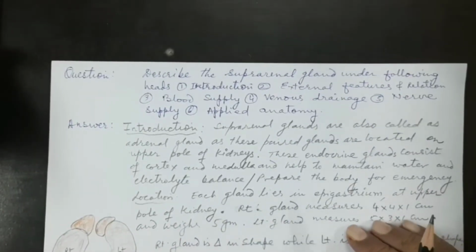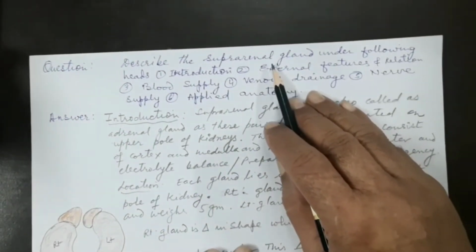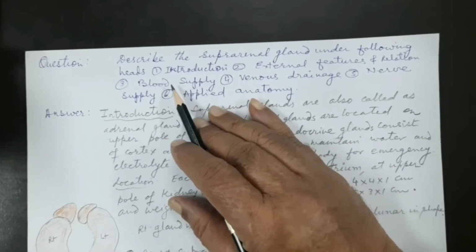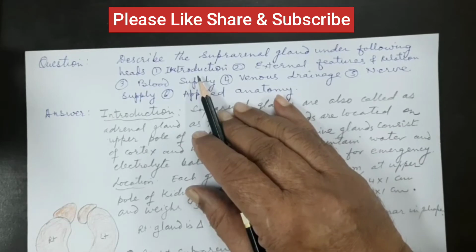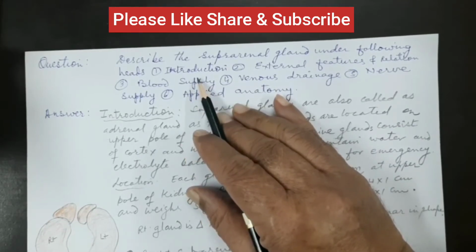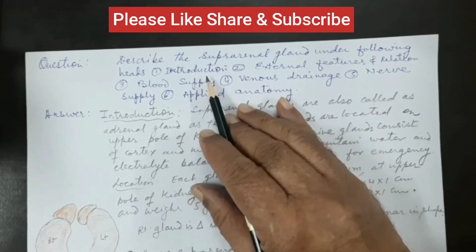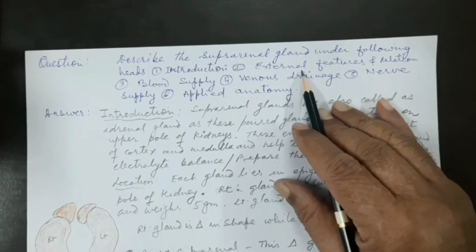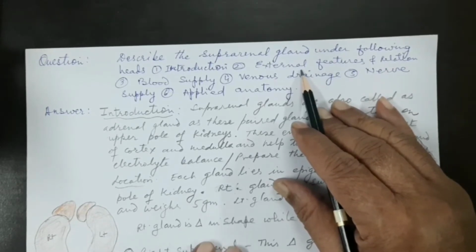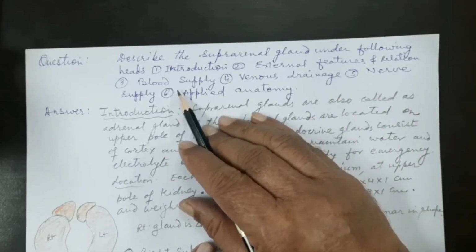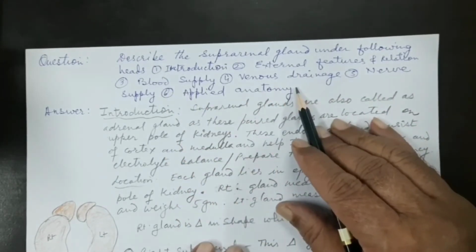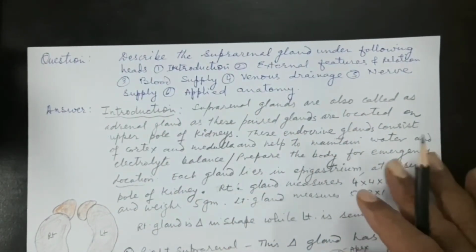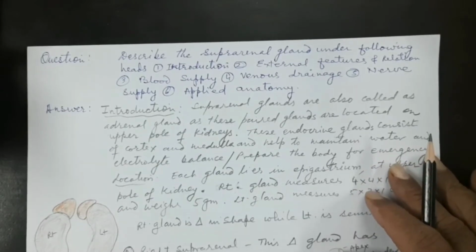Today's question is: describe the suprarenal gland under the following heads. This is a full question, okay? And we have to write this question under the following heads: introduction of the suprarenal gland, then the external features and relations of the suprarenal glands, that means of the right gland as well as that of the left suprarenal gland, then its blood supply, the venous drainage, nerve supply, and lastly the applied anatomy. Okay, so we begin with a question on suprarenal glands.